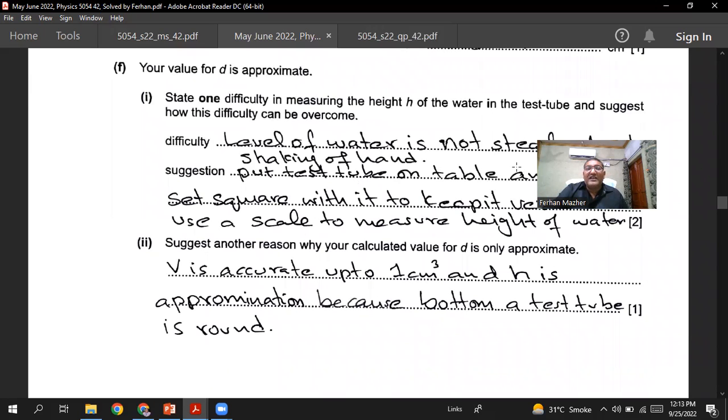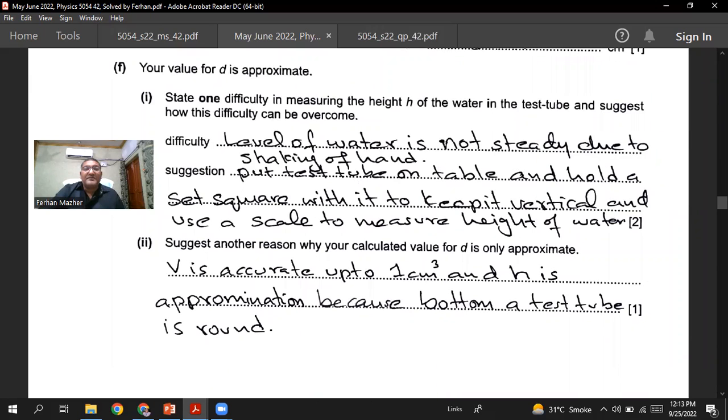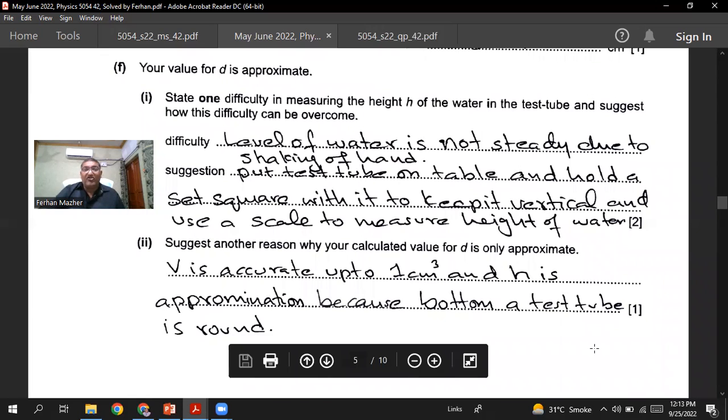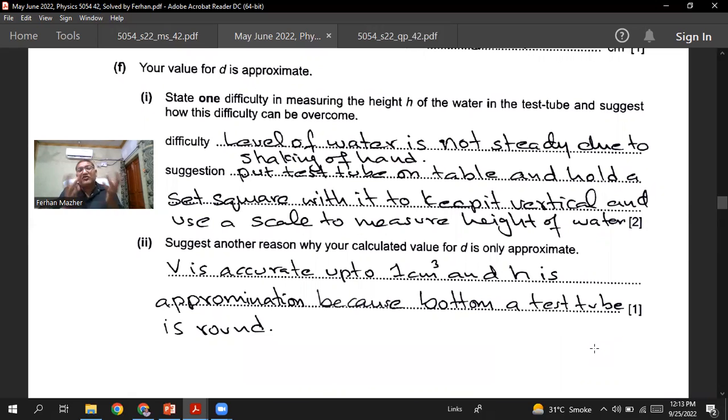State one difficulty in measuring the height h of the water in the test tube and suggest how this difficulty can be overcome. So there are so many difficulties because the water is in the test tube. When you use a scale, the scale will be outside the test tube. So there will be some distance between water and the scale. Another thing is that when you try to bring the scale near the test tube and the scale touches the test tube, the test tube will shake and the level of the water will not be steady.